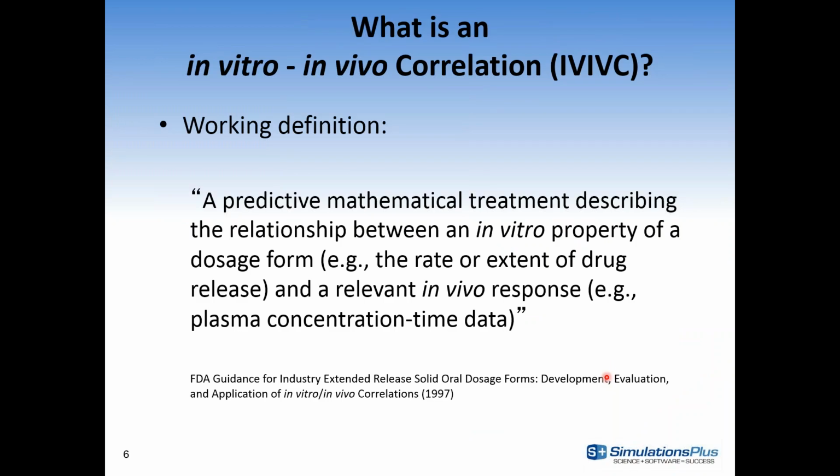So what is an in vitro to in vivo correlation? The working definition is that it's a predictive mathematical treatment describing the relationship between an in vitro property. In this case, it's going to be the in vitro dissolution rate and a relevant in vivo response. Usually that's the plasma concentration time data if you're using Wagner-Nelson or Loo-Riegelman deconvolution. But within GastroPlus, we have the mechanistic-based IVIVC that goes one step further and can actually use the ACAT model to deconvolute the in vivo dissolution rate, not just the systemic concentrations.